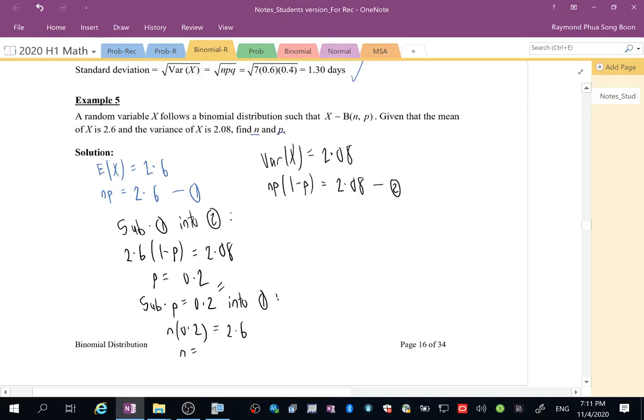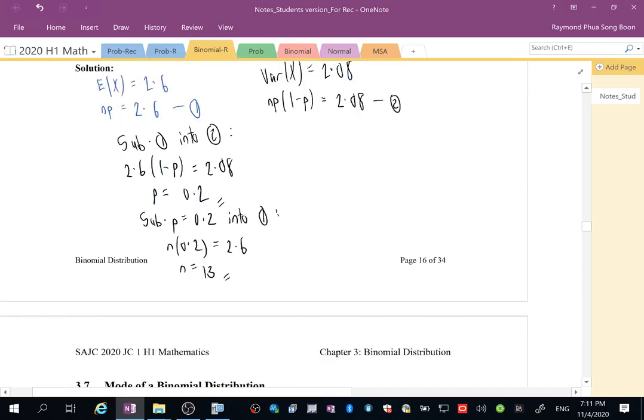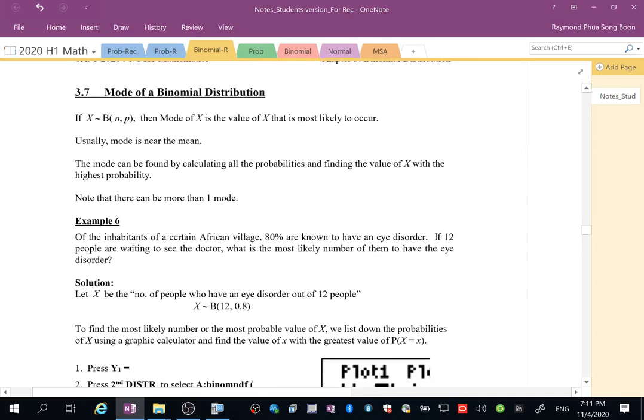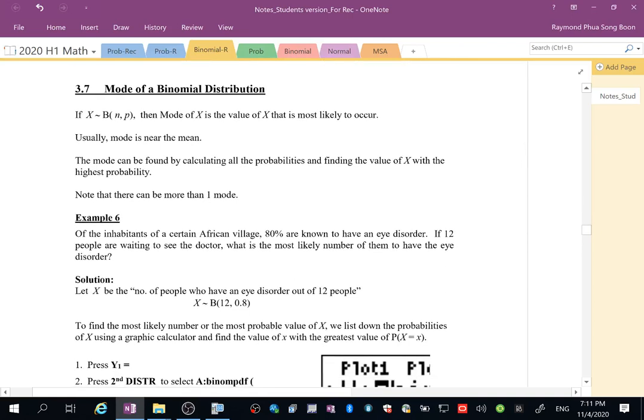So n equals 13. Okay, so in this case, x follows a binomial distribution with parameters n is 13 and p, probability of success, is 0.2. Okay, so that is just an illustration of how you apply the formula to find the mean of x or expectation of x, as well as variance of x, as well as standard deviation of x, where x is a random variable that you're told follows a binomial distribution.